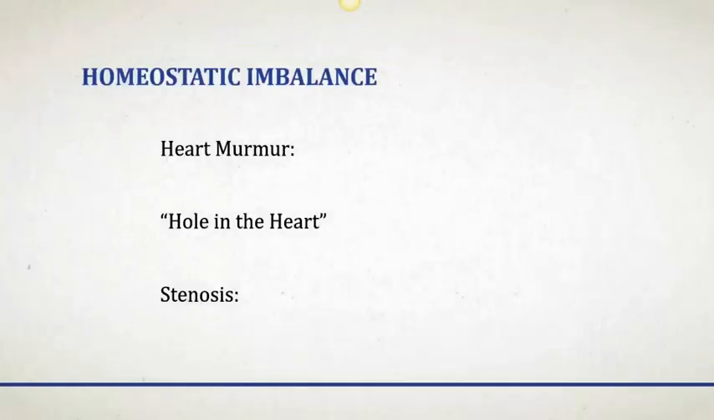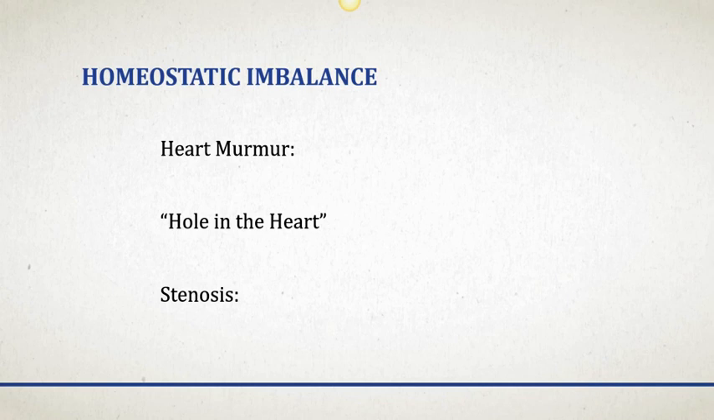Some of the homeostatic imbalances associated with the heart sounds include a heart murmur. So a heart murmur is an abnormal heart sound. Sometimes this can be due to a failure of the valves to close completely. So in between beats, you'll hear some whooshing and swirling sounds of the blood moving around in the heart.